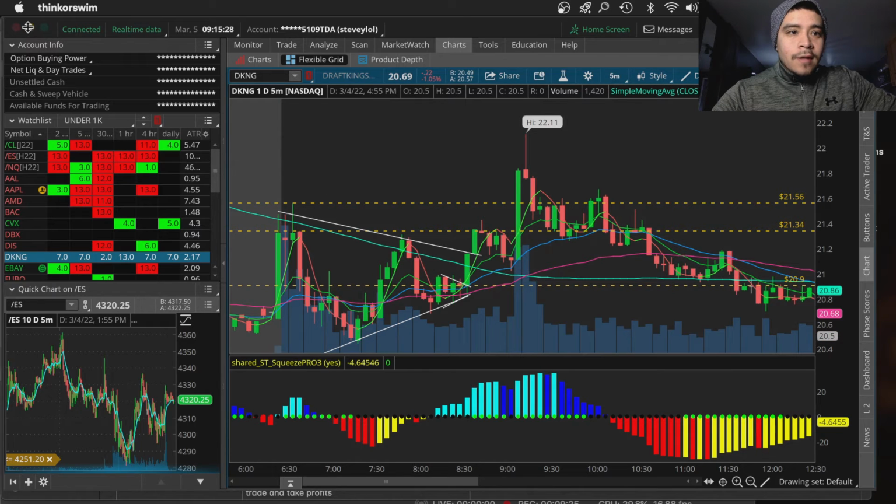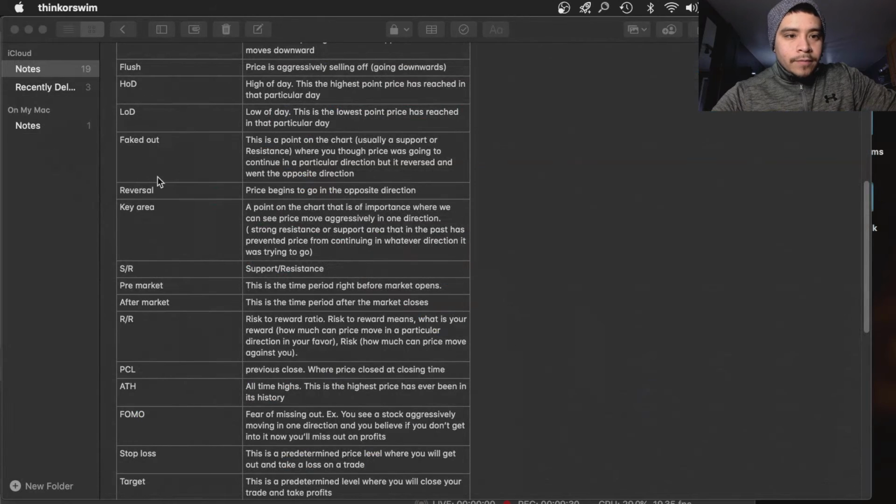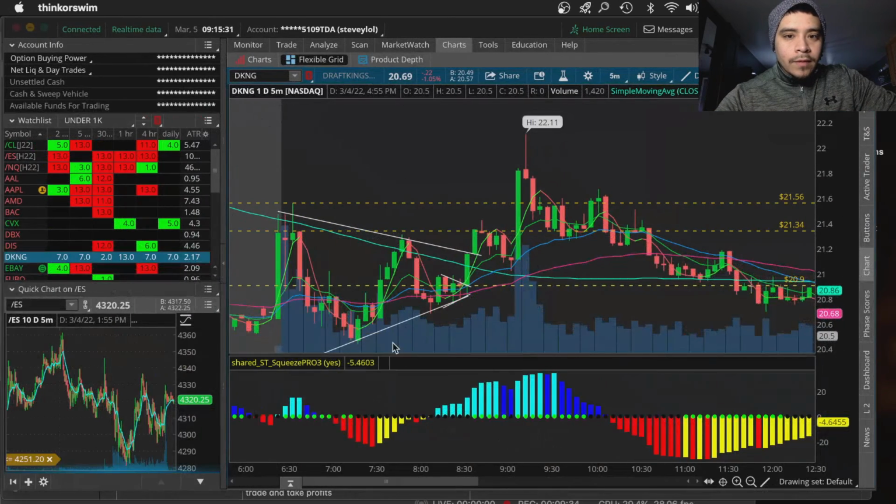So that ties in to the other term right after this, reversal. Price begins to go in the opposite direction. So you could say, I got faked out, and then the reversal happened here on this candlestick, and the price went down.